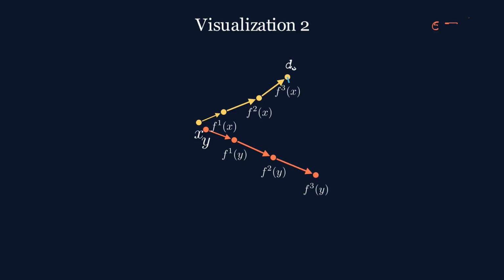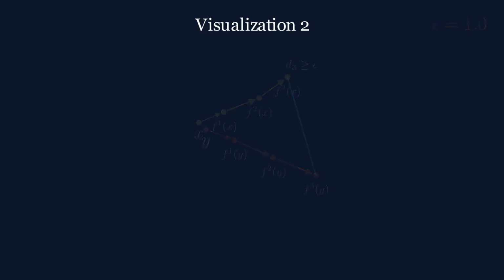In the second visualization, the divergence is more gradual. The points start similarly close, but their paths spread apart more slowly through each iteration. Yet the result is the same. By the third iteration, the separation condition is met. This is the defining property of expansive systems. Eventual separation is guaranteed.